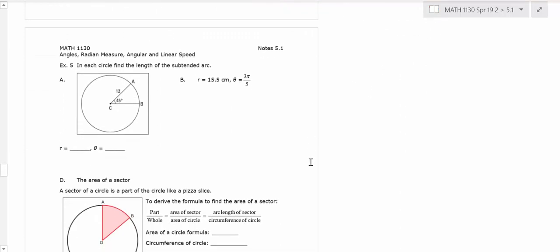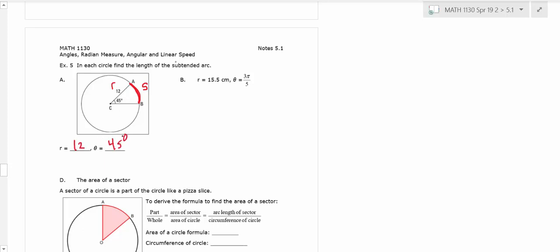So I'm just going to do a couple of examples on that. First of all, on this example A here, we're going to find the length of the arc. What we're looking at is just this piece right here, and we're going to use S. S is the variable we generally use for that. So we're going to use S equals R theta. The radius is 12, theta is 45.